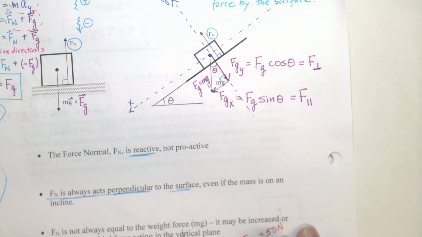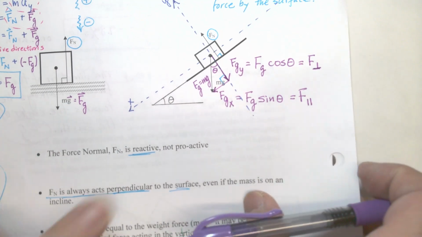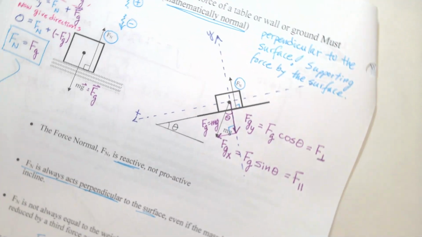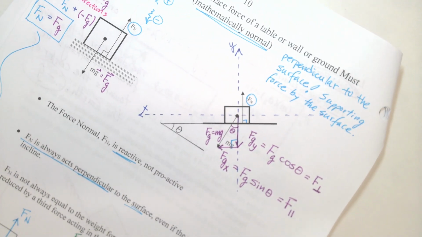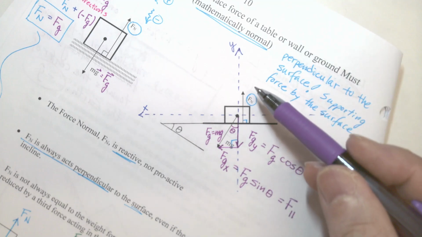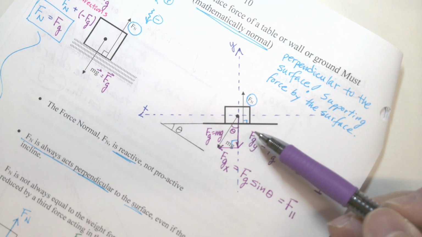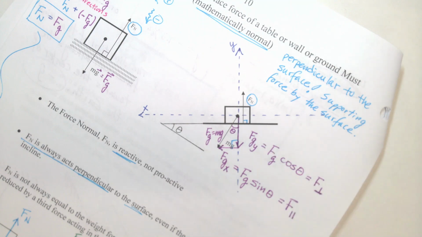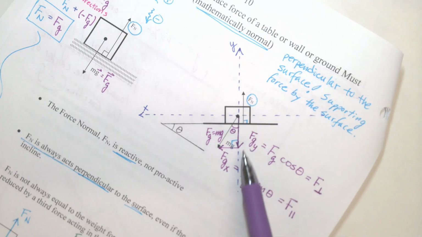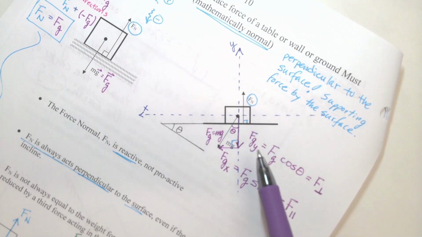So, if I were to use this like that and just do the y's, sum of all forces in y's, what would my F normal be? FGY. Because there are no other vertical forces acting on this.